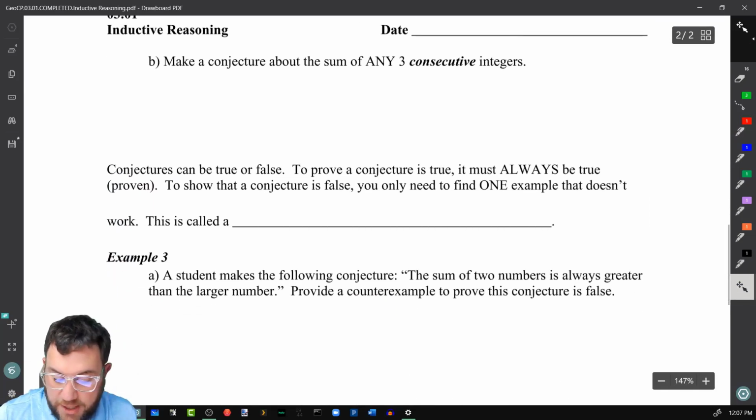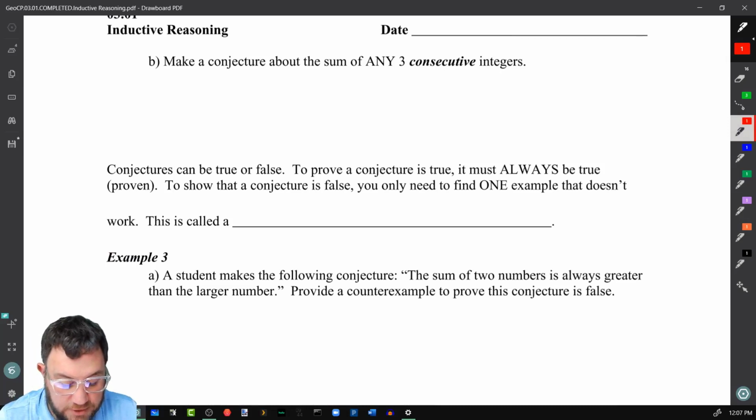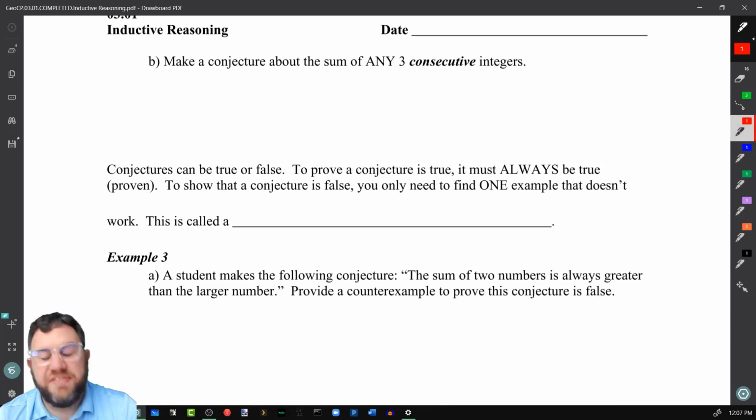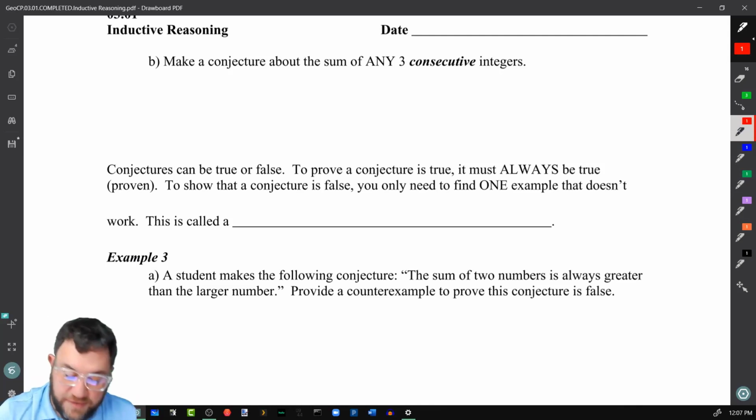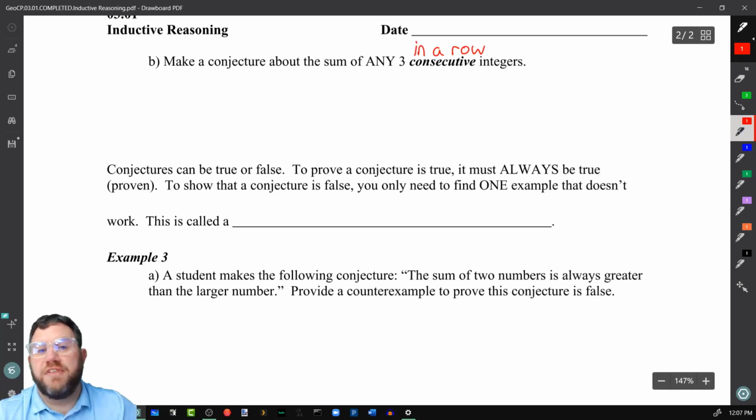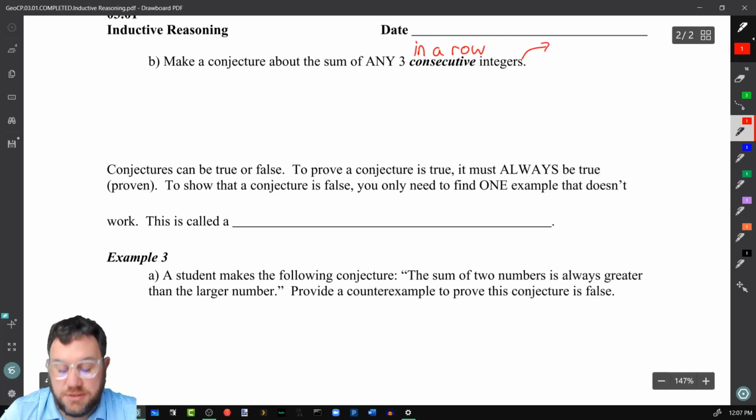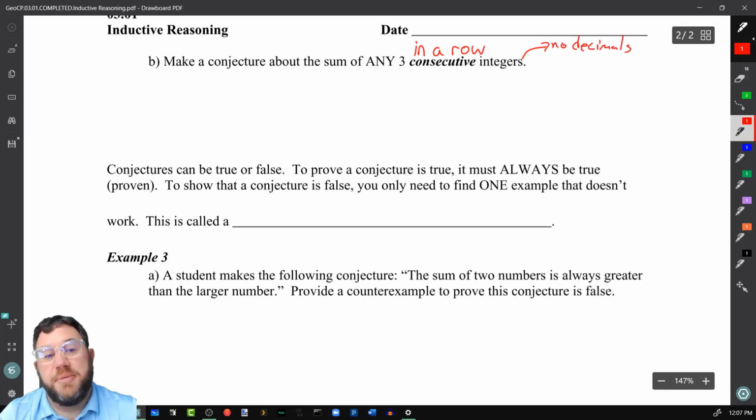Now, sometimes making a table is not very beneficial. So for B, we're still going to make a conjecture. We want the sum of any 3 consecutive integers. Consecutive means in a row. So like 3, 4, 5 are consecutive integers because they are in a row. Remember, integers are no decimals, no fractions, and they could be negative or positive.